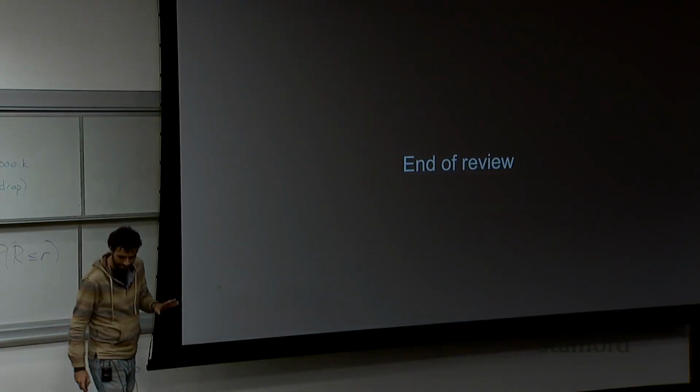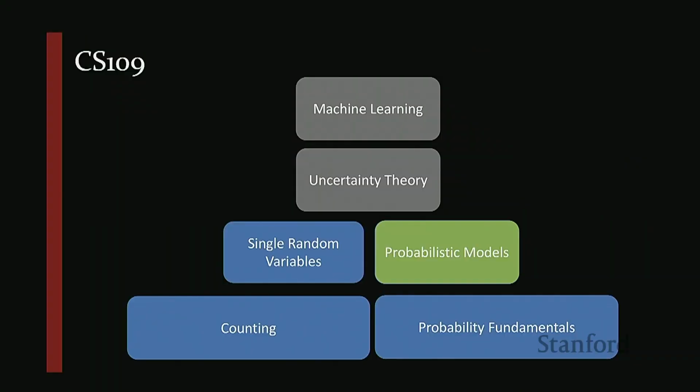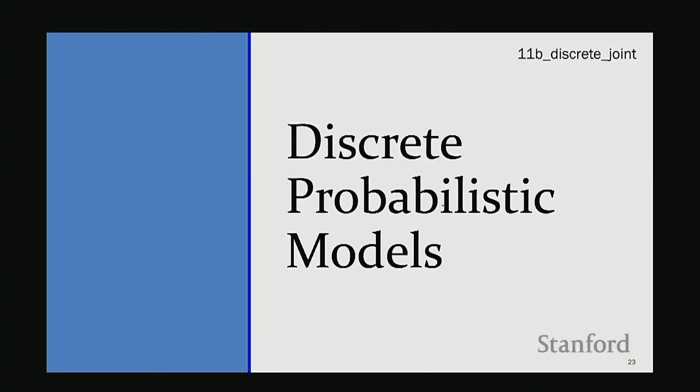Okay. End of review. So, thank you guys for following along for my review session. The next thing in CS109 that we want to learn is this beautiful topic called probabilistic models. When you go beyond single random variables and you start thinking about random variables being random together. It's such a beautiful topic. It will allow you to solve big problems with larger data sets. But even though this is where we're going to go, we're going to be starting as simply as possible so that you guys can build some fundamentals.